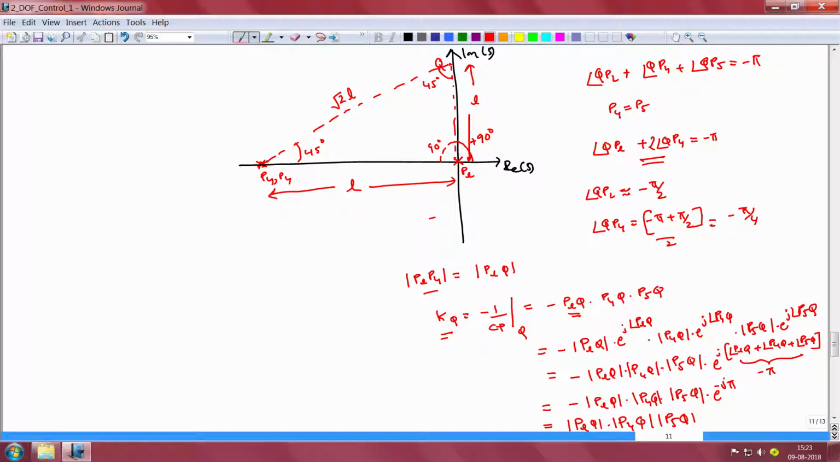So if we exploit that fact, we would get that kq will therefore be equal to the magnitude of PLQ, which is going to be equal to L, times the magnitude of P4Q, which is going to be equal to root 2 times L, times the magnitude of P5Q, which is again going to be equal to root 2 times L, and hence kq is going to be equal to 2L cube.